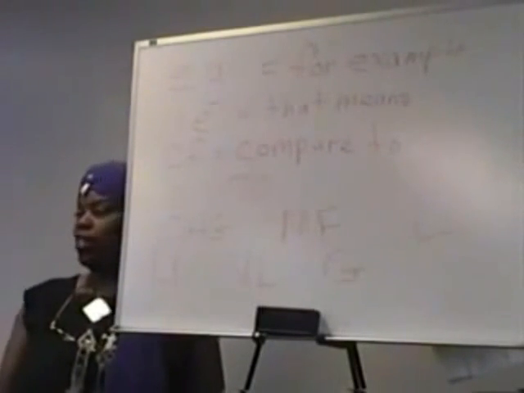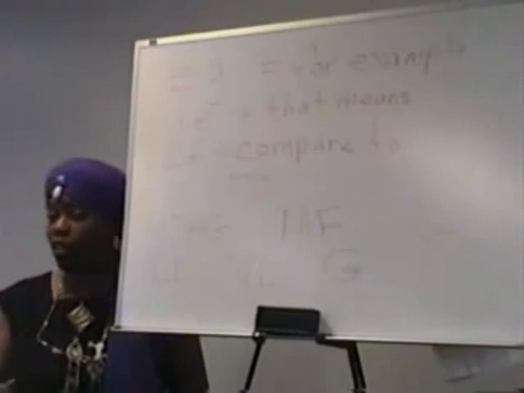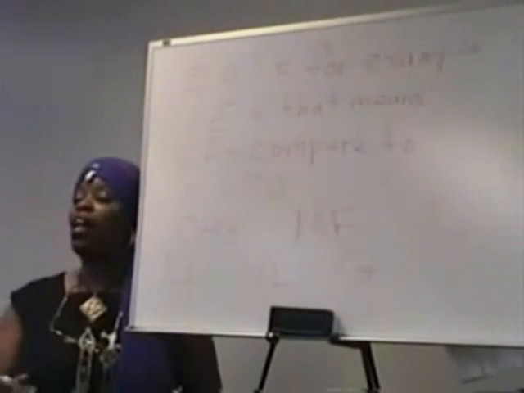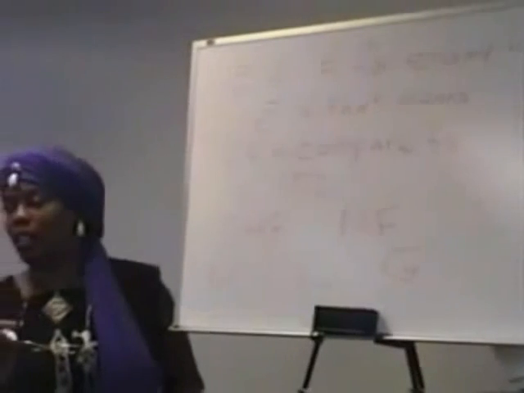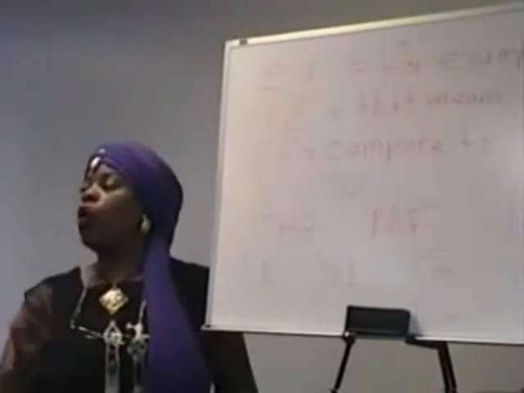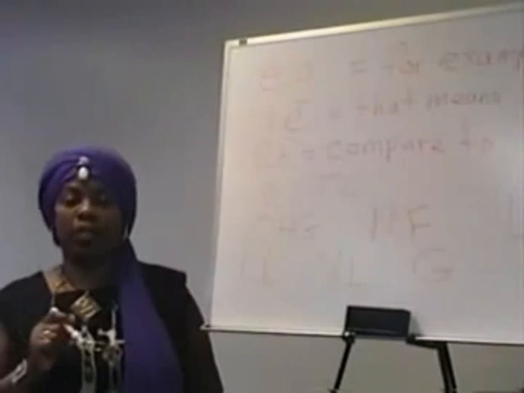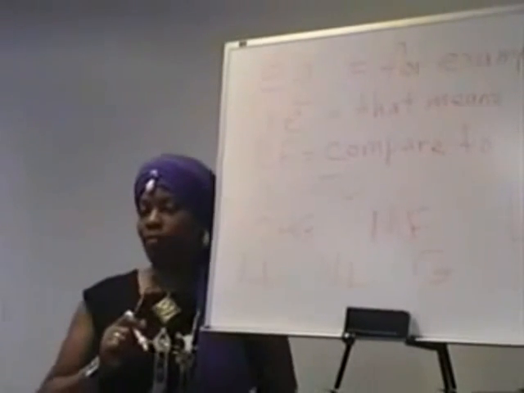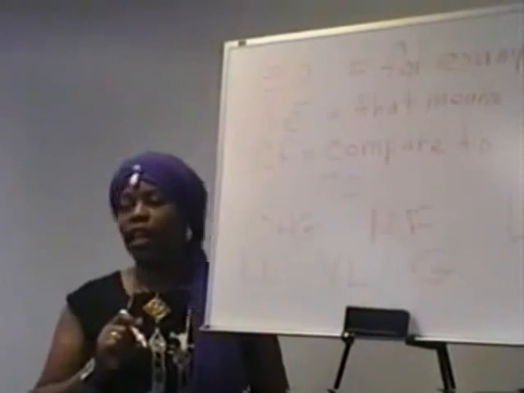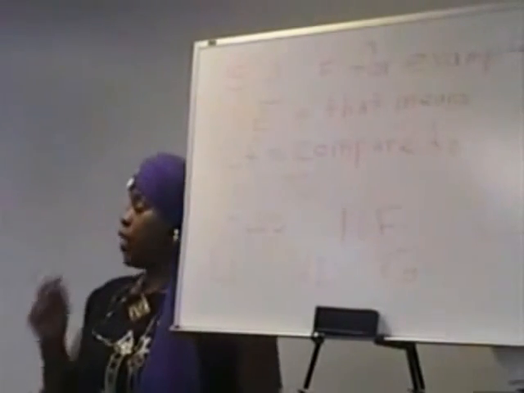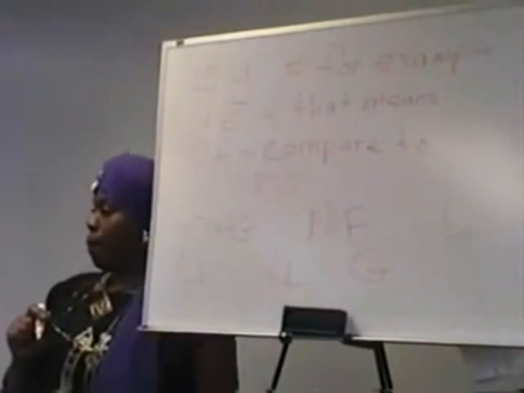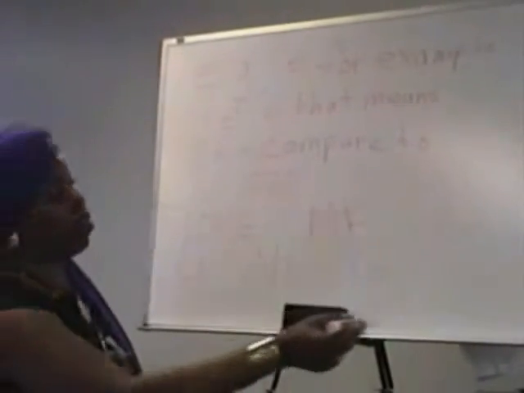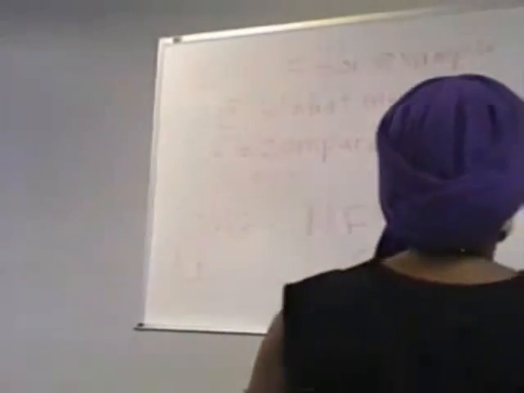Let me know if I'm going too fast. And don't forget, this is being recorded. VL means Vulgarized Latin. LL, Lowered Latin, is what LL means. MF is Middle French. OE is Old English.